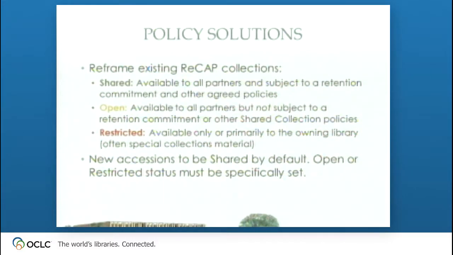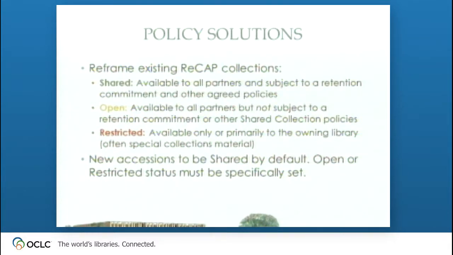And on the policy side, we're beginning to frame our existing and prospective holdings in 3 ways. One is as the shared collection, which is available to all partners, subject to a retention commitment and some common agreements, but it's material that's available to their users just as anything else that library owns at present. The second group are what we call the open collections, as in open to. So these are materials that are available to all partners, not subject to a retention commitment or to other shared collection policies. So the owner can still back those materials out or change their mind about how they're used.